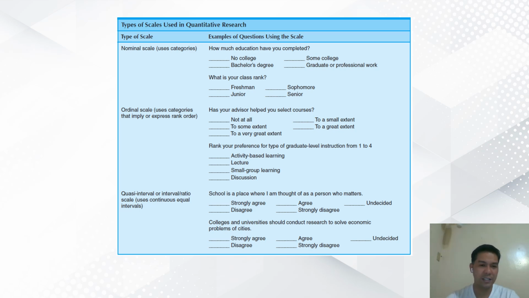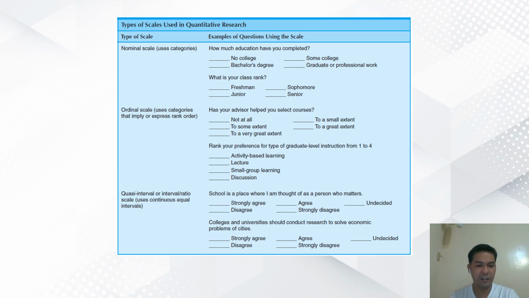When we talk about ordinal scales, it uses categories that imply or express the rank order. So like for example, for this one, has your advisor helped you select courses? So not at all, to some extent, to a very great extent, so on and so forth. Or you can rank a preference for type of graduate level instruction from 1 to 4. Ganyan. So meron tayong pina-follow na rank.